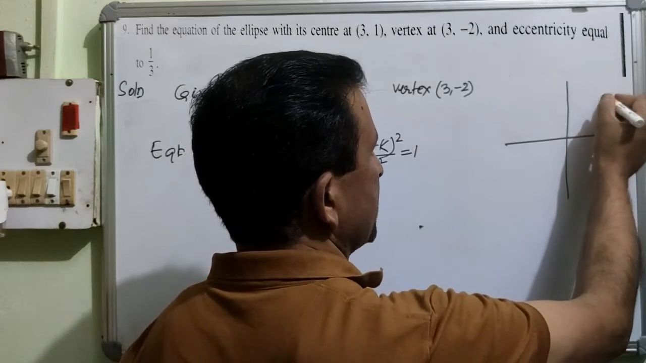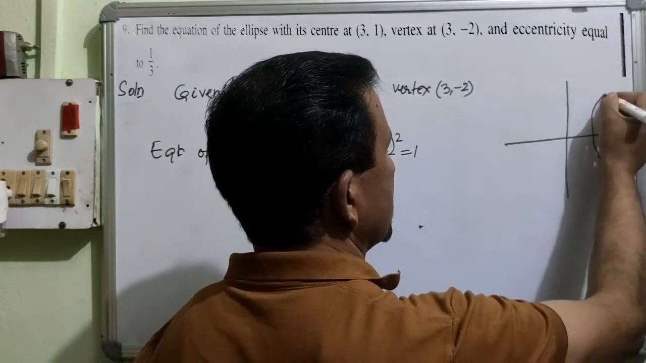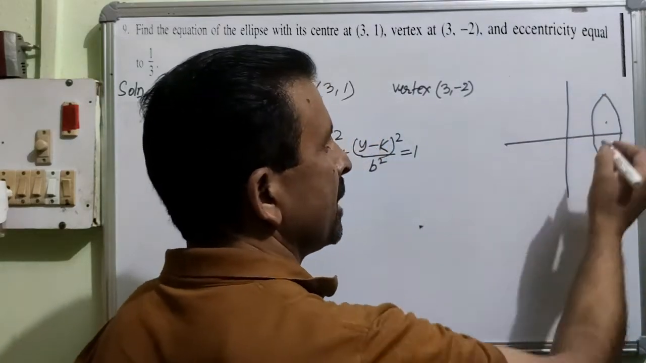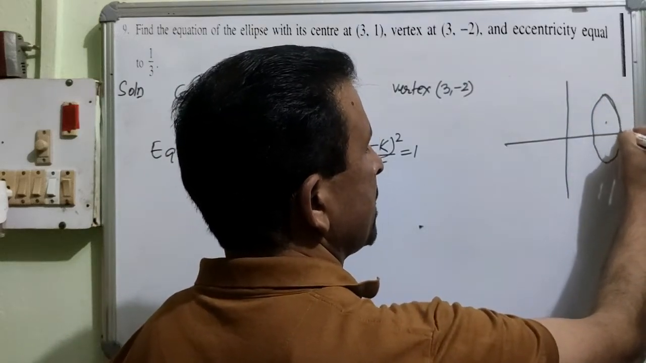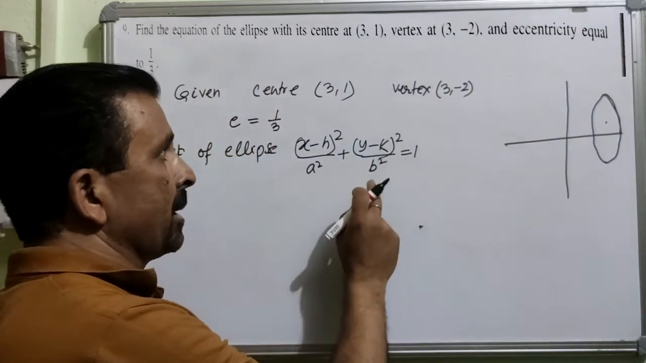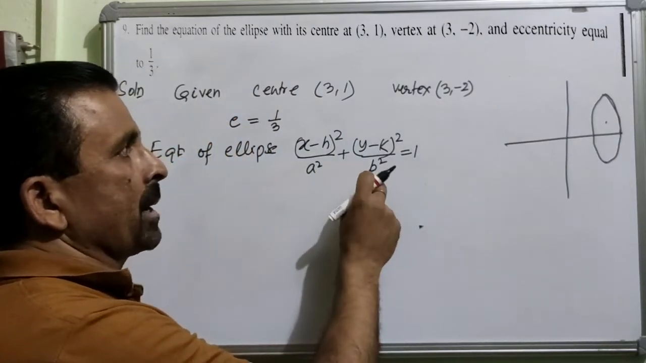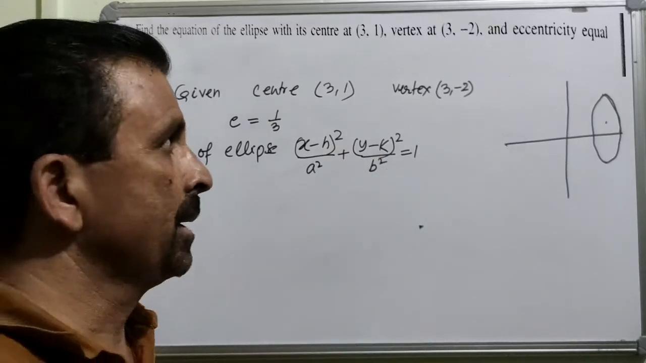Let us draw the ellipse. So your ellipse is somehow like this. Are you getting me? Your ellipse is somehow like this. That means this ellipse is a vertical ellipse. That means the bigger number out of these two, the bigger will come under Y. This is the advantage of drawing the diagram.